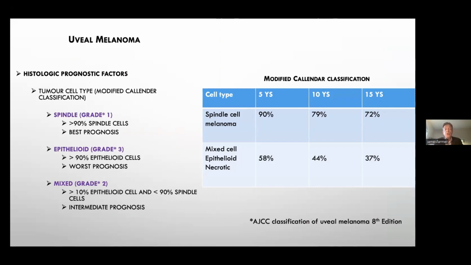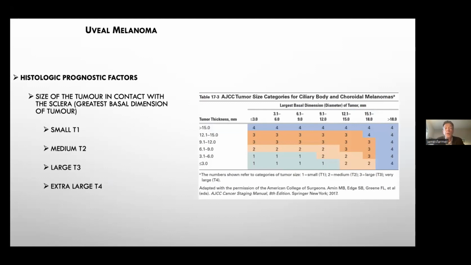So the AJCC grades the tumors. Grade 1 is a spindle tumor with greater than 90% spindle cells, mostly spindle B. Epithelioid is grade 3, which is more than 90% epithelioid cells. And then the large majority of uveal melanomas are mixed or grade 2, which is greater than 10% epithelioid and less than 90% spindle cells. So it's got a mixture of both. And the prognosis is good for a spindle, intermediate for mixed, and poor for epithelioid. The size of the tumor in contact with the sclera, that's why when I was talking about how we section these using transillumination, important to get the maximum height and the maximum basal diameter, because we use this chart right here to grade from a small tumor, which is T1, to an extra large tumor, which is T4.